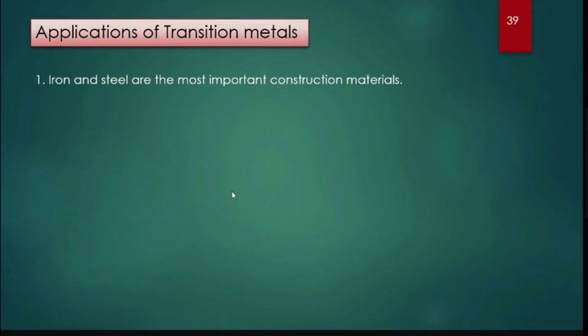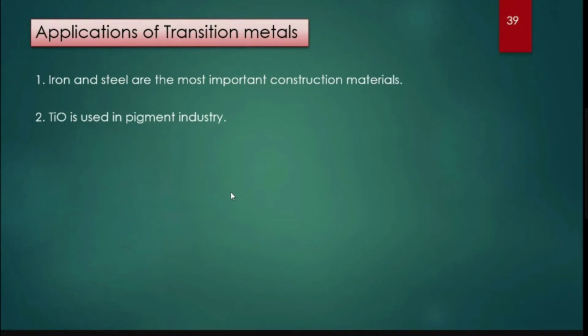Iron and steel are the most important construction materials. We might have seen that if any construction is going on, iron and steel will be the most important construction materials. And definitely here, iron is a transition metal and steel is the alloy which is made using iron with other transition elements. So here, iron and steel are the most important construction materials used.